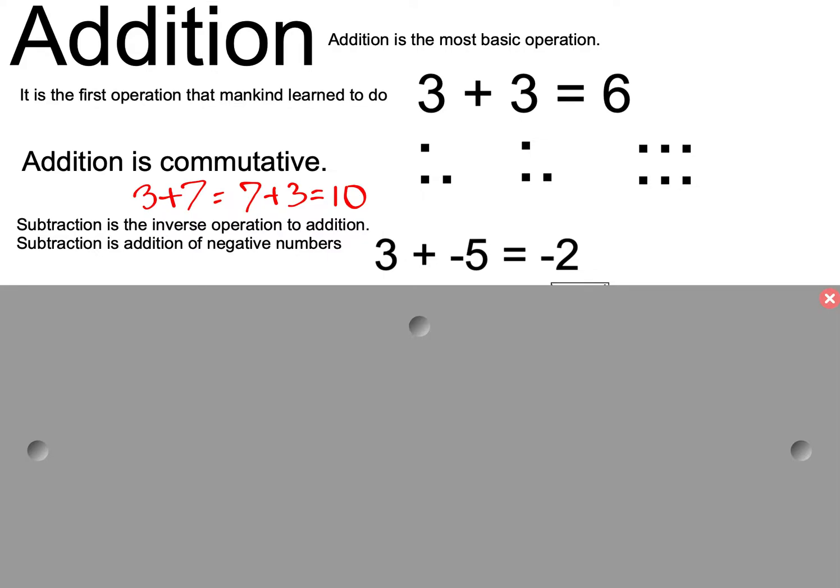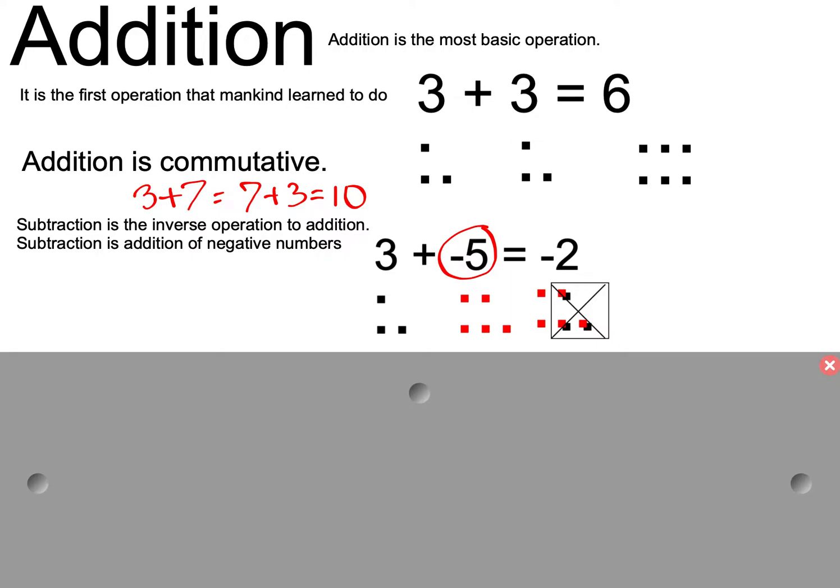Subtraction is the inverse operation of addition, and all you need to be able to do subtraction is negative numbers, and then you can just change it back to addition. So 3 minus 5 is the same as 3 plus negative 5. And there's the counter model of it. You get zero pairs here, which gets rid of most of it there.